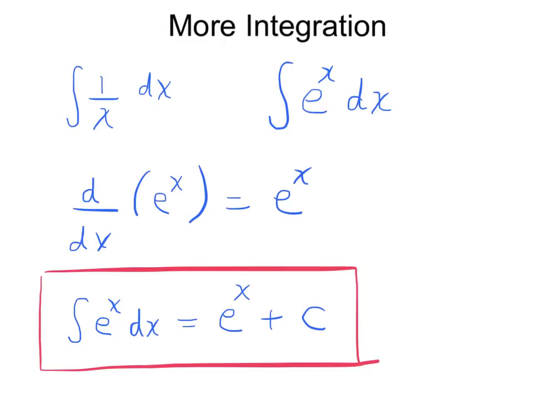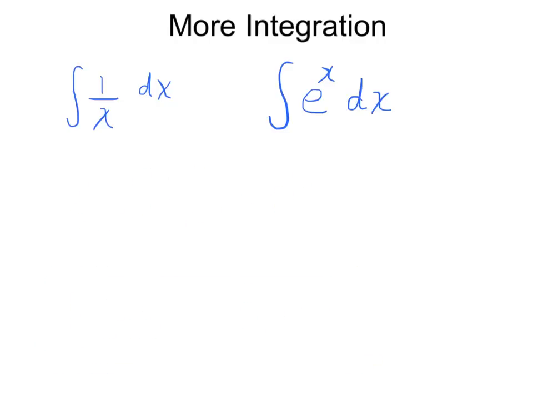So let's just look at one little example. Let's say we wanted to find the integral of 5e to the x plus 3 over x. Now let's make it even harder. Minus 6 over x squared dx.